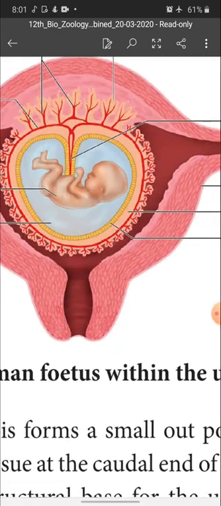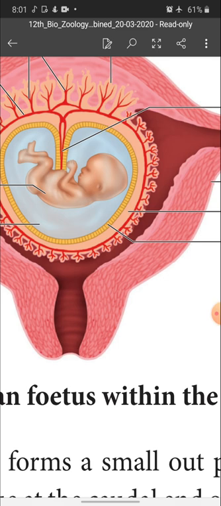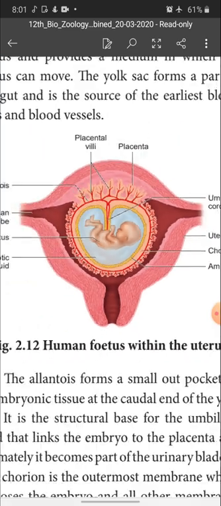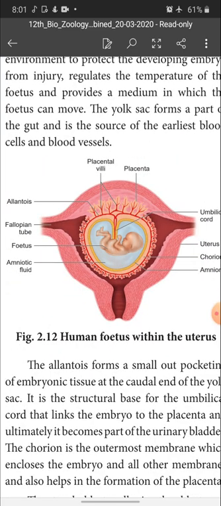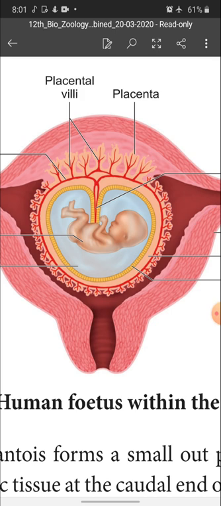This trophoblast gives us several outgrowing structures. These structures help to attach the embryo to the uterine wall.